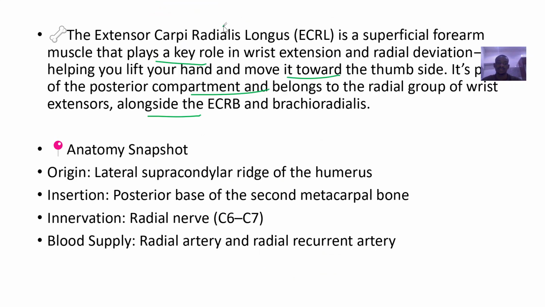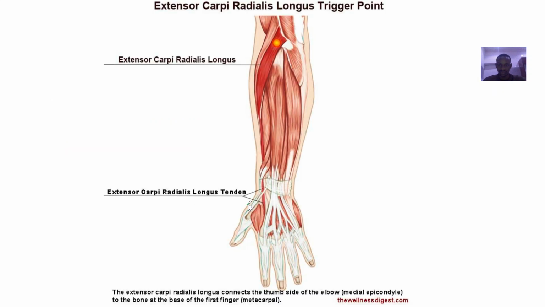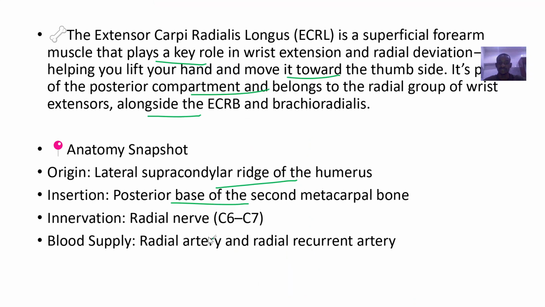So what we got is, for the anatomical snapshot, origin from the lateral supracondylar ridge of the humerus. Insertion is the posterior base of the second metacarpal bone. Alright. Then innervation is the radial nerve, blood supply is radial artery, and also the radial recurrent artery.